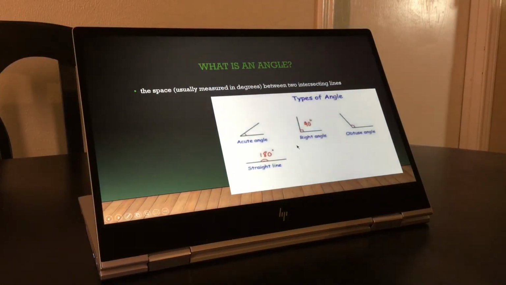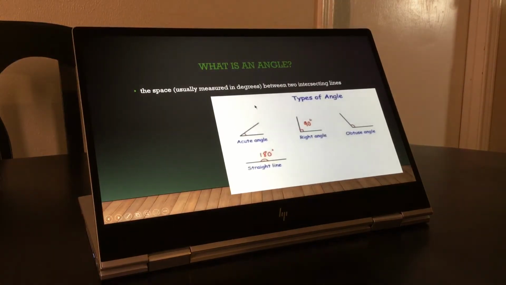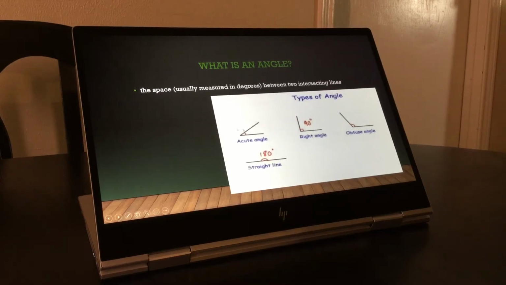So what is an angle? An angle is the space, usually measured in degrees, like we went over last lesson with the protractor, between 2 intersecting lines. So there's a point, like right here, and then there are 2 lines coming into the point, 1 and 2, and 1 and 2. And what these do is they create an angle between them.